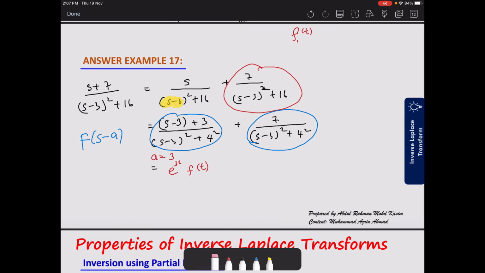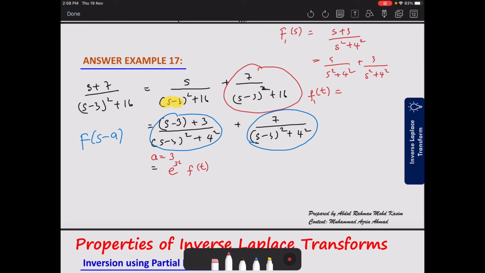Let me write it clearly with you. You have your fs here, without a. You have s plus 3 over s squared plus 4 squared. Also this one you can separate: s over s squared plus 4 squared plus 3 over s squared plus 4 squared. So now you will get your ft1, because we need to find another ft for the second term later.